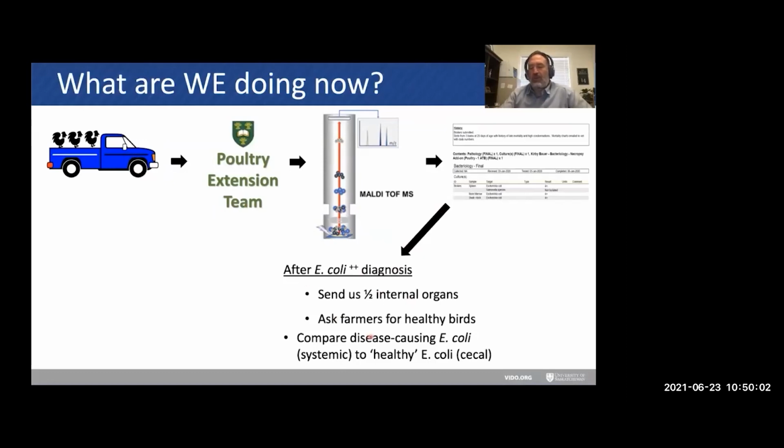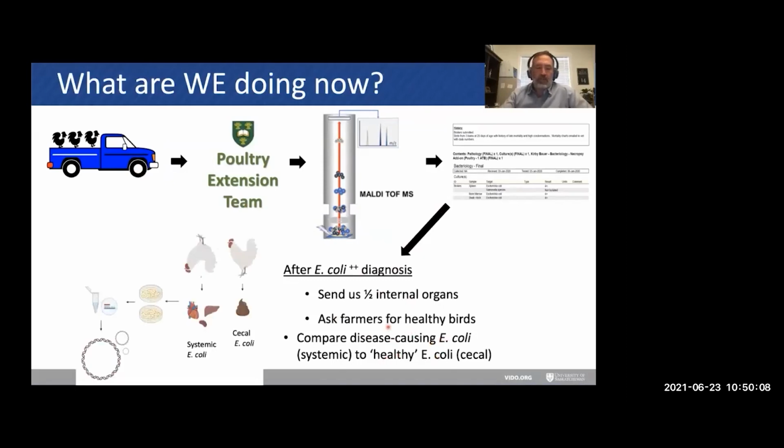And through this, we want to compare disease-causing E. coli to healthy E. coli, so cecal E. coli. And so the systemic E. coli from the dead birds, isolated out of the internal organs, we'll do this now in our lab, as well as the healthy birds. We're sampling the cecal contents to get these kind of disease-causing versus healthy.